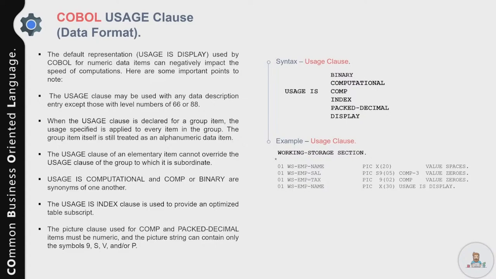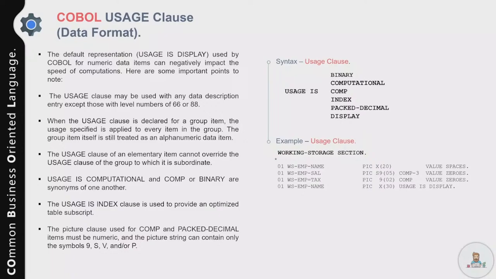The next one is ws-emp-sal. In this case, we have actually used PIC S9(5) COMP-3, and the initial value is 0. And S in this particular variable definition denotes the sign, and it is used to retain the sign, whether it is negative or positive. Of course, this is a salary, so it will always be positive. The next one is ws-emp-text, and it is defined as PIC 9(2) COMP, initial value 0.